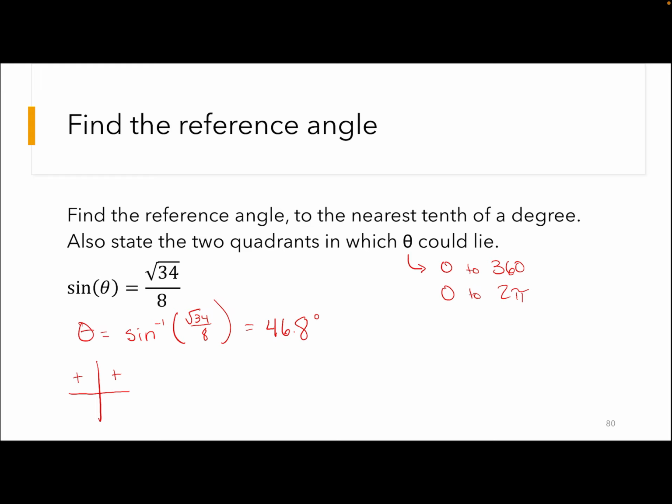Now, if sine is positive, remember sine is a y value. So sine is positive in quadrant 1 and quadrant 2. So the reference angle is 46.8 degrees, and theta could lie in quadrant 1 or quadrant 2, and that's because sine is positive in those quadrants.